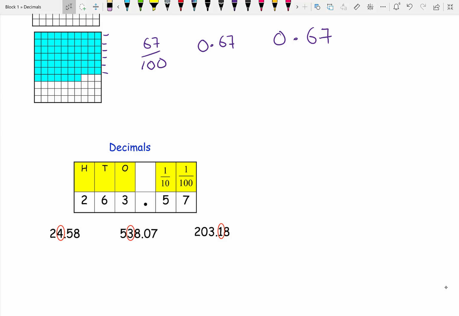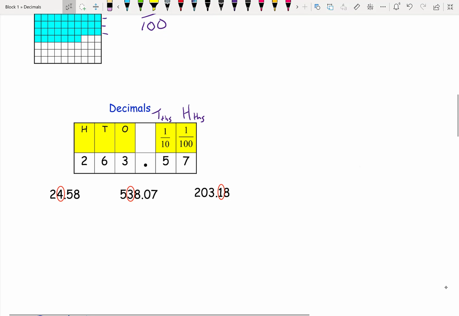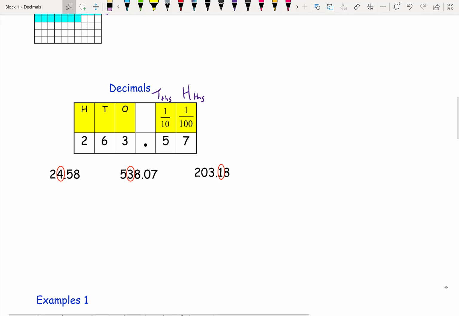What we're doing is we're still looking at these column headings, but rather than writing tenths and hundredths, we're just writing them as the fractions that they are. So tenths, 1 over 10, hundredths, 1 over 100. What we want to try and do is, using these numbers here, pick out how much each of the circled digits is worth.